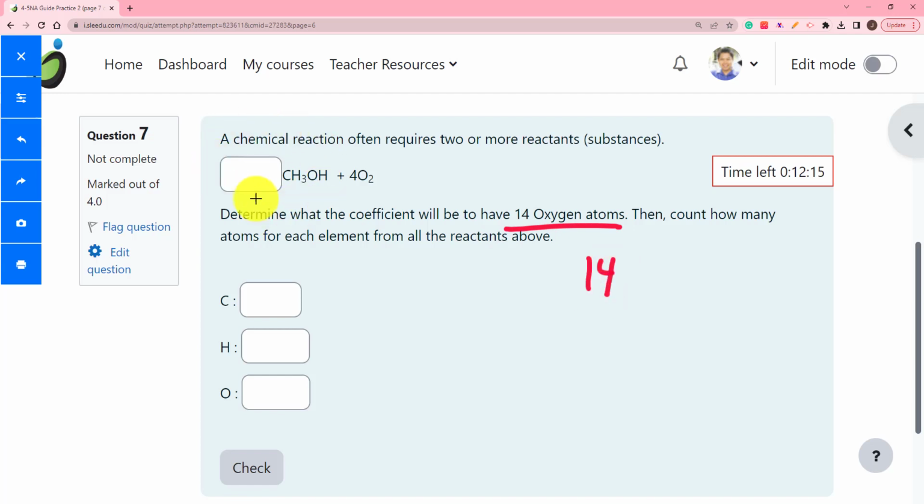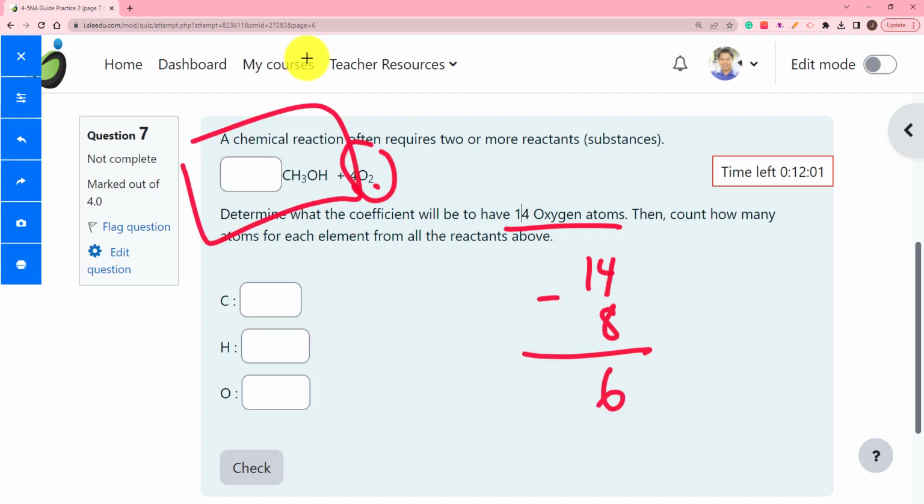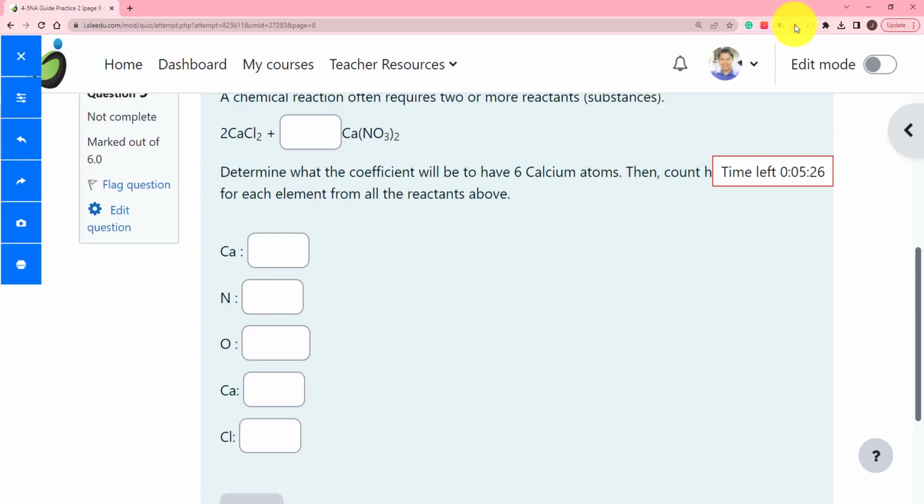So again, we cannot really start here because we don't know the actual coefficient. But we know right here, there is a total of 4 times 2 that gives us 8. So 14 minus 8 gives us 6. So that means 6 must be coming from here. So here's oxygen. 1 times what number will give us 6? The answer is 6. So for carbon, 6 times 1 is 6. For hydrogen, we have 3 plus 1, that's 4. 4 times 6 gives you 24. And then for oxygen, it's going to be 14. There you go.